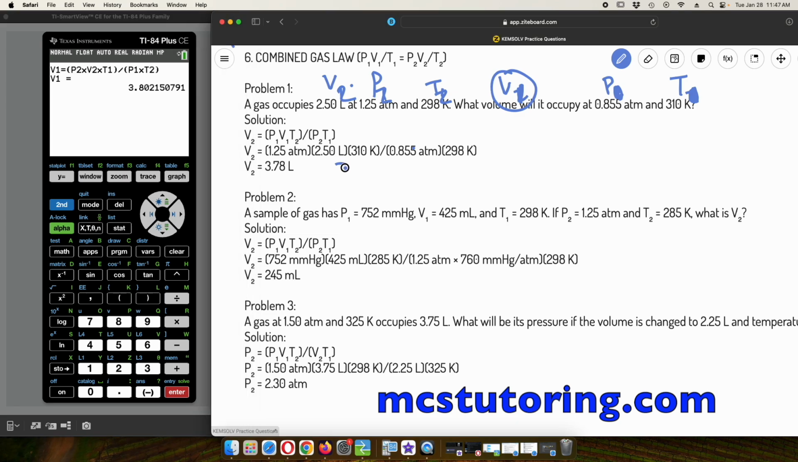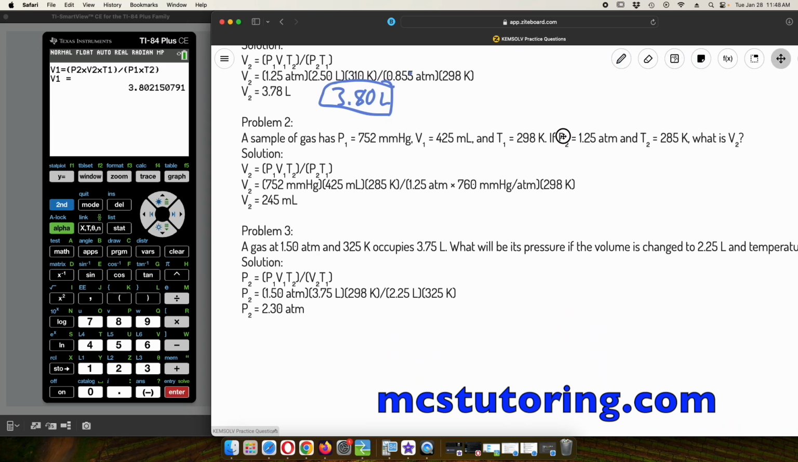3.80. I'm going to go with the 3.80. I think I'm right on this one. I might have made some mistakes making the Google Doc. So if I'm wrong, flame me in the comments. It's okay.